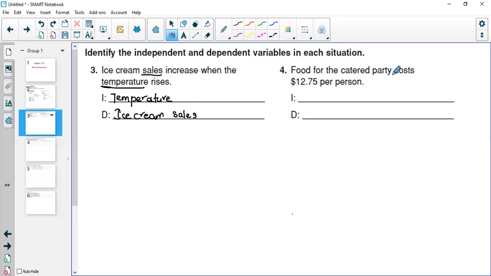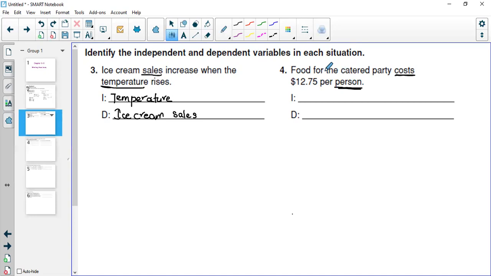Food for the catered party costs $12.75 per person. So what are the two variables here? We could say the variable is the cost. As I told, the cost is a variable which can change according to the number. And which is the other variable we have? The person. Person means the people. So food for the catered party costs $12.75 per person. So for one person, it's $12.75.